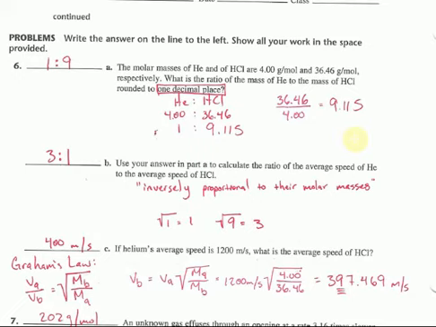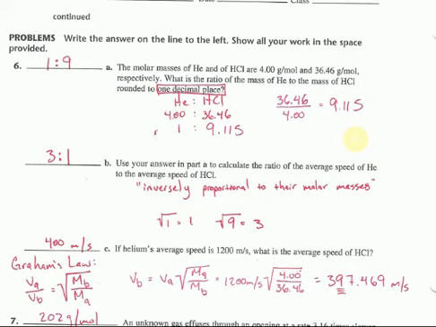Now, can you still get the correct answer? Most certainly. If you did 4 divided by 36.46, 100% you could still get the correct answer. However, you'd be dealing with decimals, and if you guys are like me, you'd rather deal with whole numbers. So we divide the larger number by the smaller number so that we get our 1 to 9 ratio.